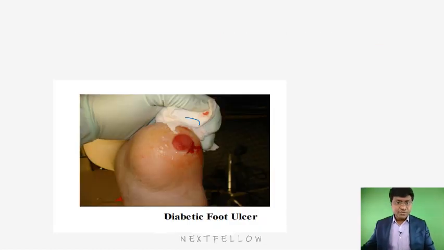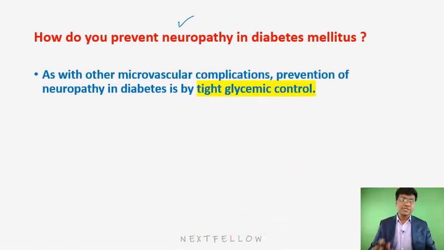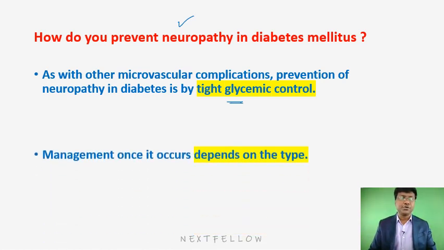Then, this will be the diabetic foot ulcer, right, which is a macrovascular complication. Then, how do you prevent neuropathy in diabetes mellitus? Very, very important point. A strict or tight glycemic control will prevent the development of neuropathy.